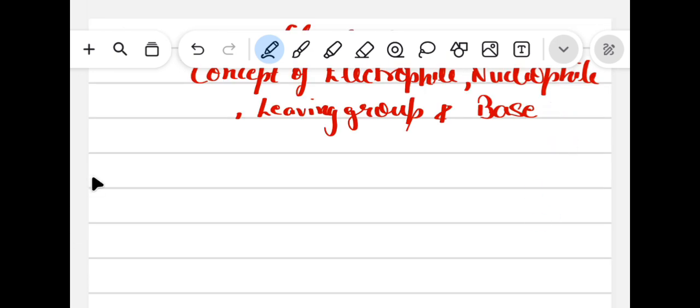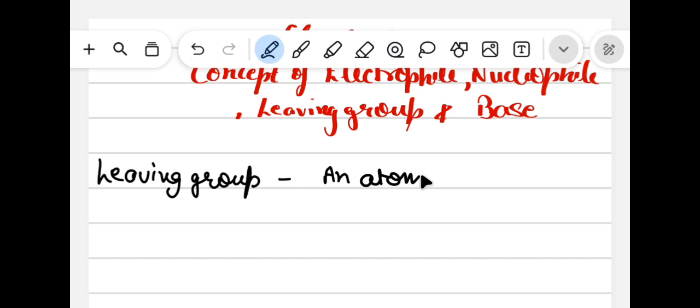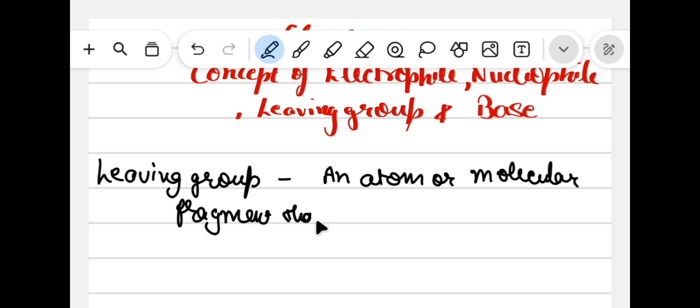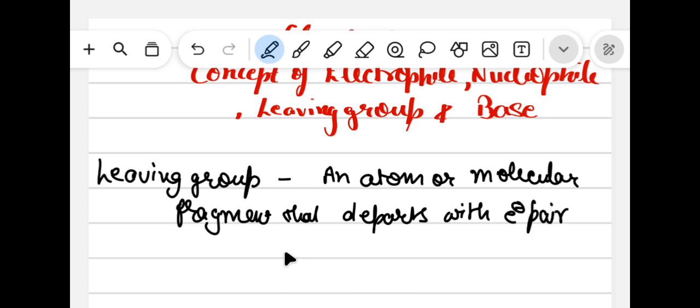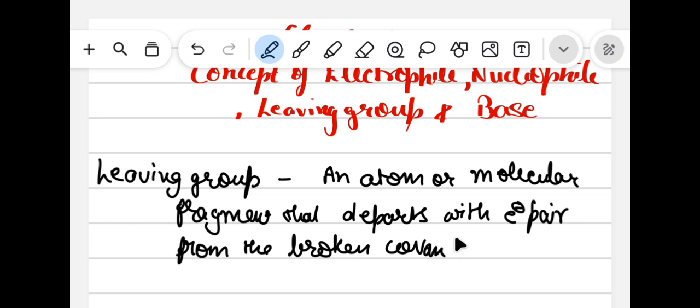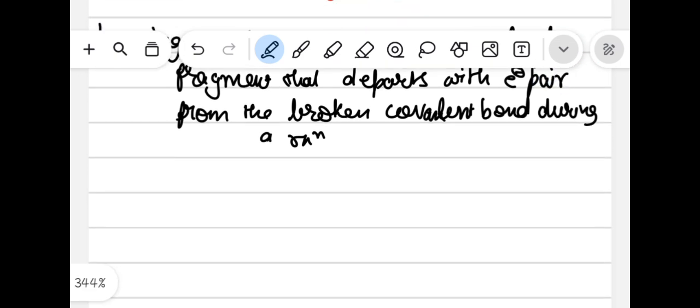And lastly, we will move to leaving group. So a leaving group is an atom or a molecular fragment that departs with an electron pair from the broken covalent bond during a reaction.